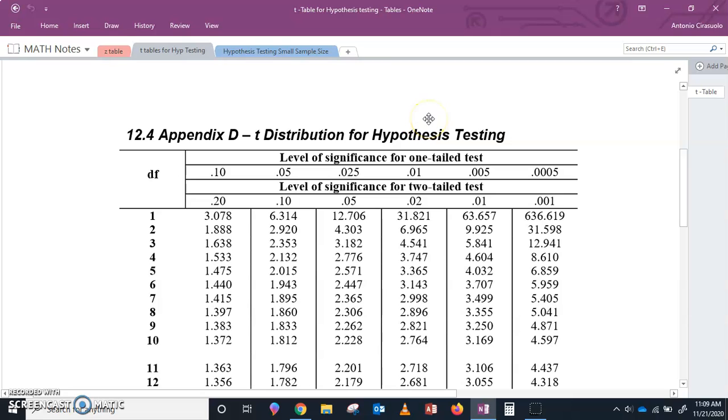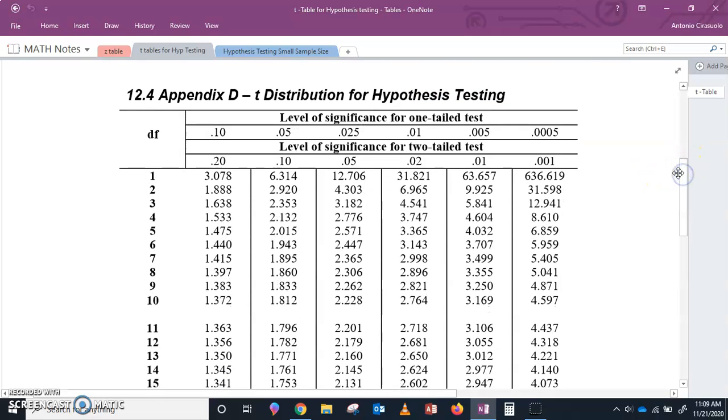t-distribution for hypothesis testing. And the way this works is depending on whether or not you have a one or two-tailed test, you first figure out what type of test you have, and then you look at the level of significance. So if this is a 10% chance, or 0.1, 5% chance, 2.5% chance, and so on and so forth. Now, remember that this is the area of the tail, which represents the probability of making a type 1 error. That is rejecting the null hypothesis when you should not reject the null hypothesis. In other words, accept the null hypothesis.